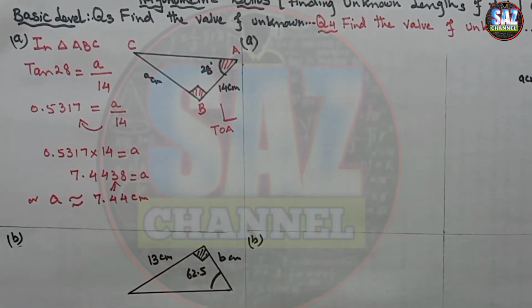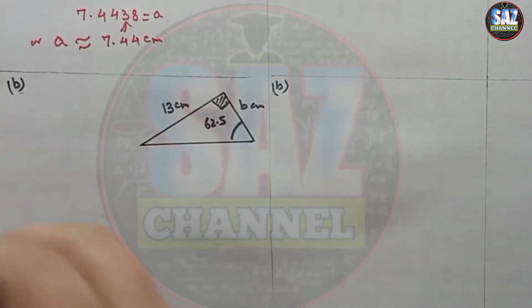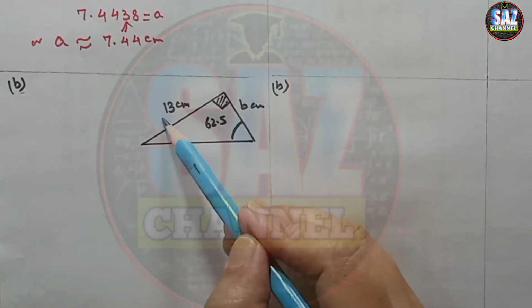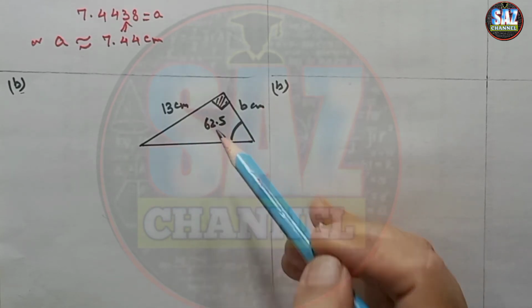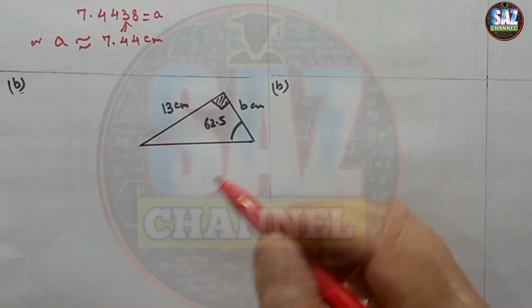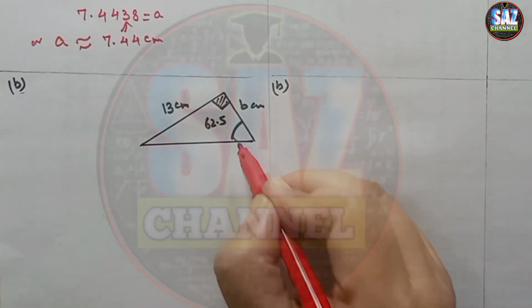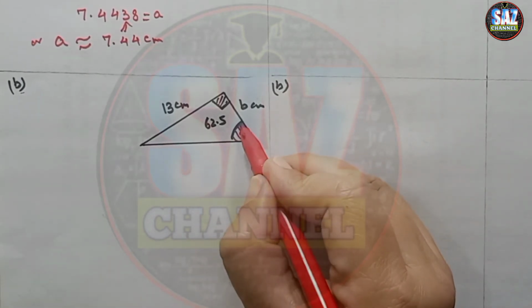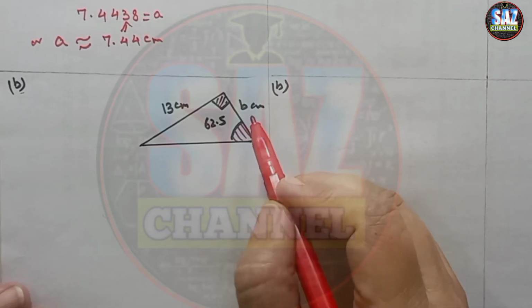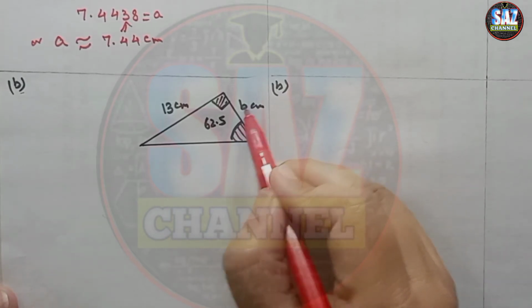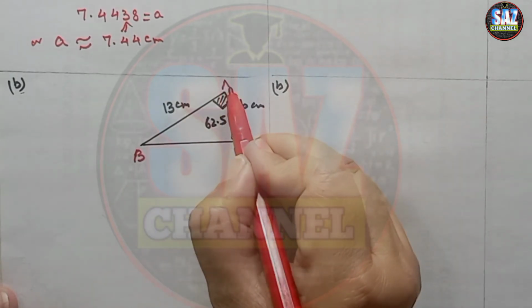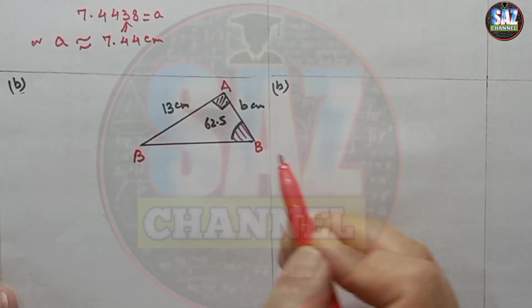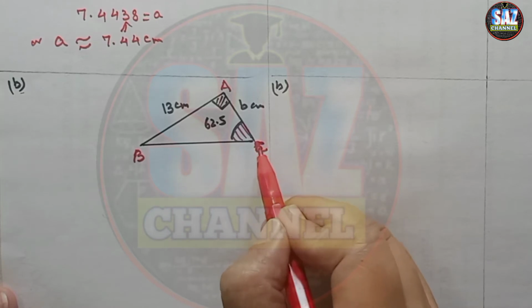I hope you are clear about this question. Let me move to the next part. In the next part, one of the sides is 13 centimeters, one side is B centimeters, and the reference acute angle is 62.5 degrees. Now first of all, it's good to mark the vertices with capital letters. This side is B, so it will be B, and the rest can be any two letters, A and C.